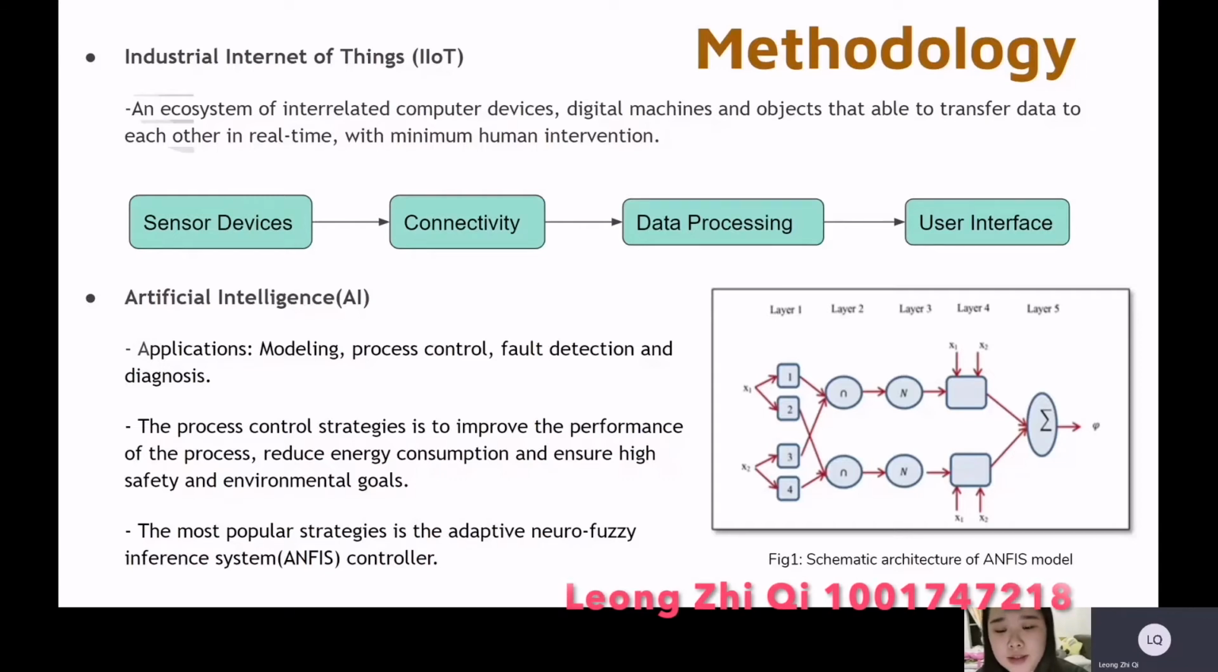The first is sensor devices. The unit operation of the process needs to install sensors in order to monitor the operating condition and collect the data. After that is the connectivity. Connectivity uploads the collected data to the IoT platform, which is also known as cloud infrastructure, so the data can be analyzed and the right action can be taken.